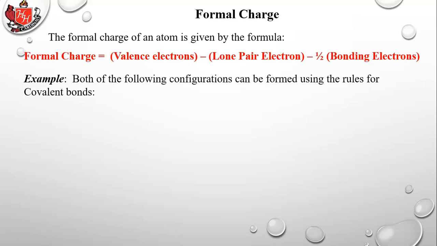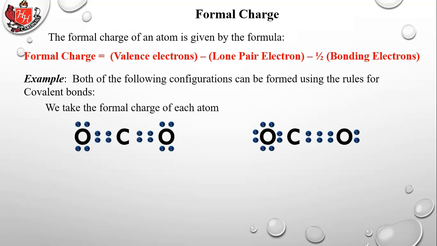So, example: both of the following configurations can be formed using the rules of covalent bonds. If you followed the rules that we did in the previous lesson to form the covalent bonds for carbon dioxide, you could come up with either of these configurations. They're both valid. You've used all of the valence electrons for 2 oxygens and a carbon, that would be 16, and every element has an octet. So those are both valid configurations.